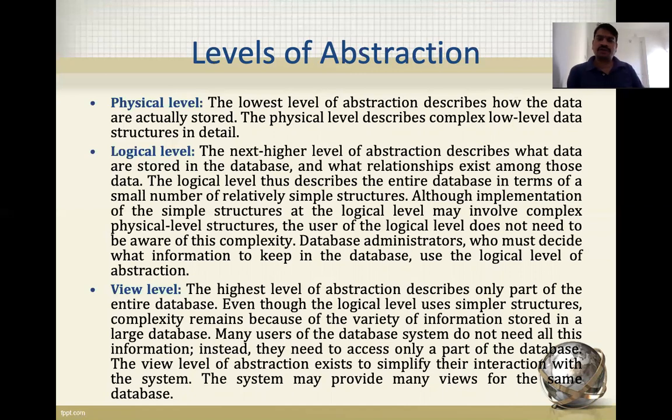So the lowest level of abstraction describes how the data are actually stored. The physical level describes complex low-level data structures in detail. So how your actual data is stored, that is there in the physical level. Then there is a logical level, that is the next level of abstraction. So here the hiding will be increased, as you can see.